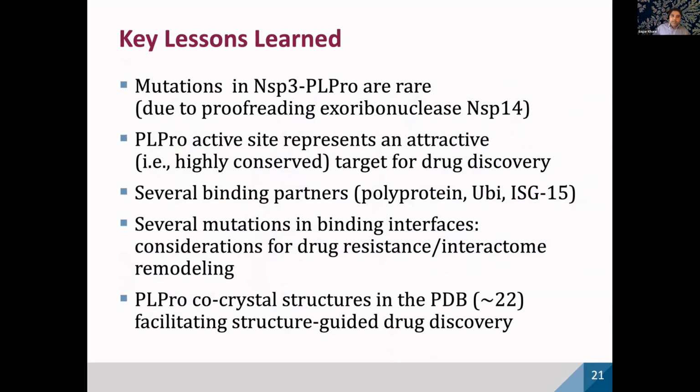So to summarize, what we learned is that first, thankfully mutations are infrequent, meaning that this active site represents an attractive target for drug discovery. We know that there are several binding partners and several mutations as well in the binding interfaces, which raise important considerations, in my view, for drug resistance as well as the biological function of PLpro. And the PLpro co-crystal structures in the PDB are a growing data set that are continuing to facilitate basic biological and structure-guided drug discoveries.